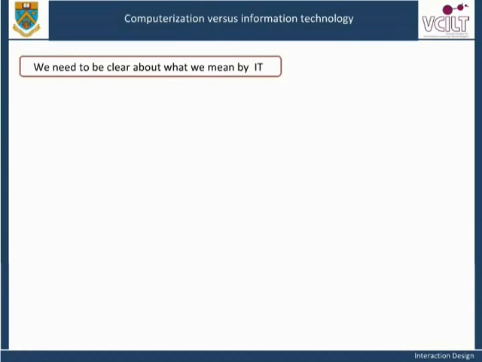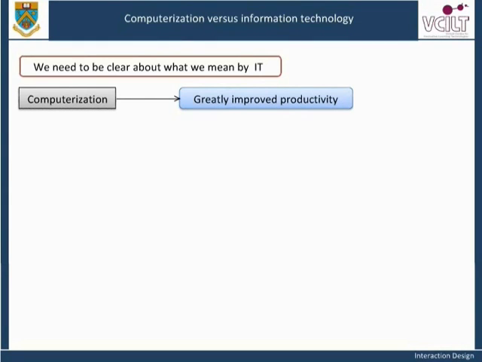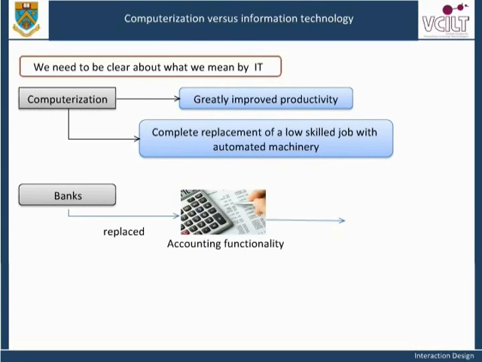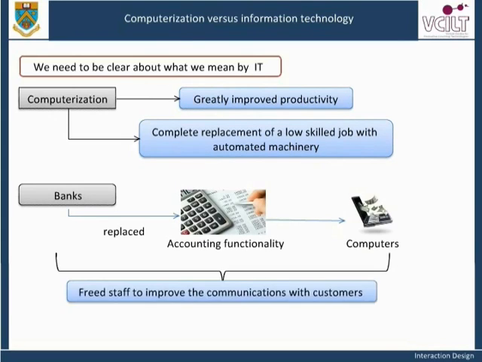We need to be clear about what we mean by information technology. Computerization has greatly improved productivity, where computerization is the complete replacement of a low-skilled job with automated machinery. The banks successfully replaced their accounting functionality by computers, and this freed up staff to improve the communications with customers.